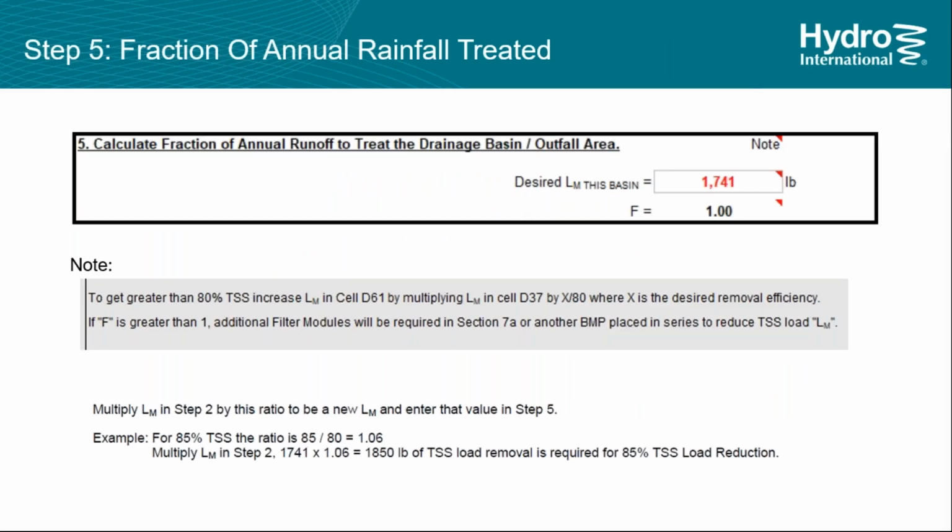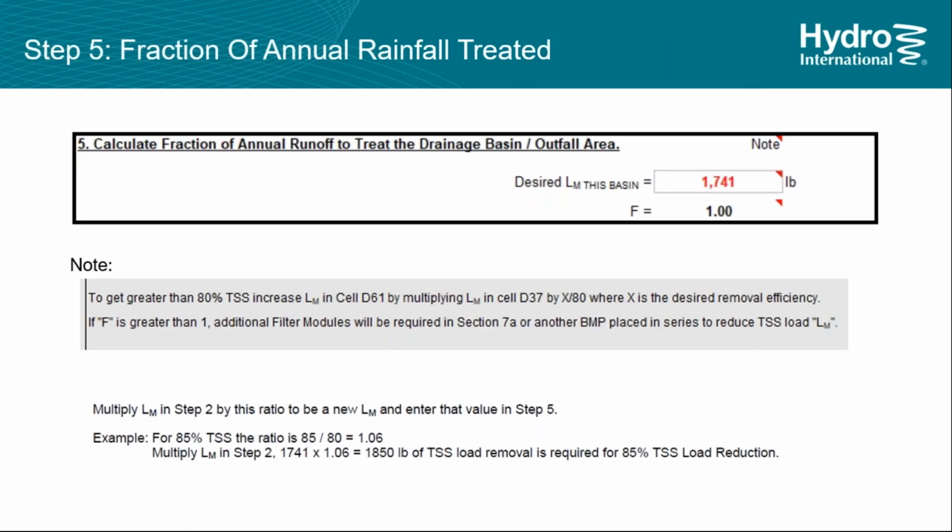Step 5, fraction of annual rainfall treated. Step 5 calculates the F value, which is the fraction of water treated on an annual basis using the equation 3.9: F equals LR over LM, which per TCEQ must be less than 1. So F is the fraction of annual rainfall treated. F equals LM over LR.